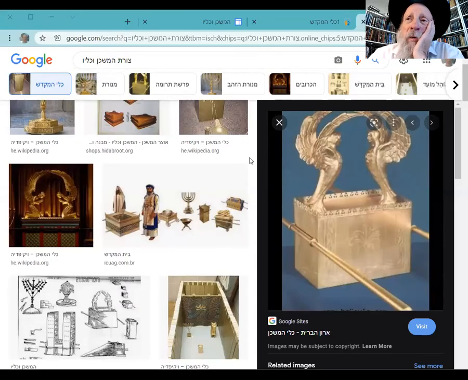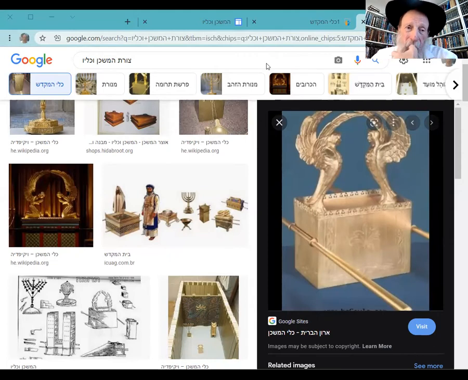Okay, today we're going to learn about the ark that God told Moses to have made for the tabernacle. Now, really, they were not made by Moses. Moses didn't make them. We're going to see there are details and different opinions also. But they were made by Bezalel and Ahaliav.